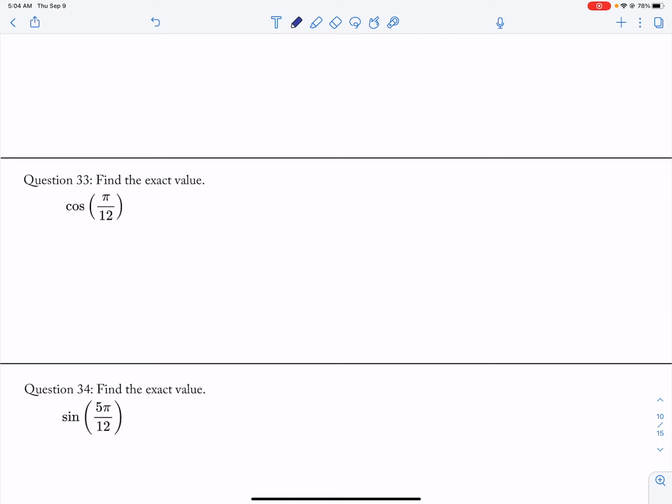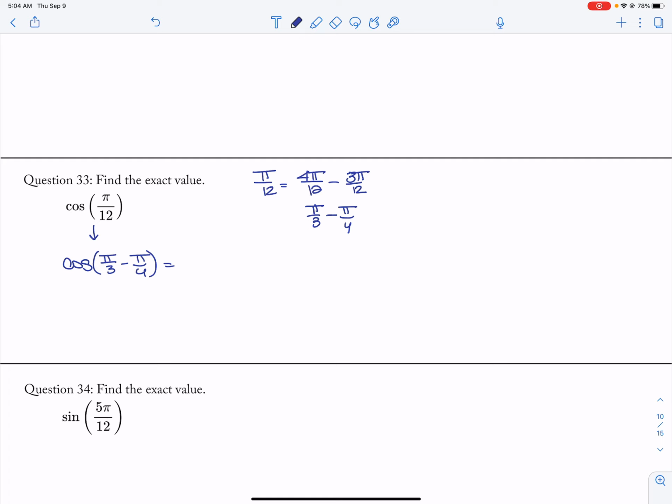Here I'm looking at addition and subtraction identities. So pi over 12 is the same thing as 4 pi over 12 minus 3 pi over 12. Now 4 pi over 12 is the same thing as pi over 3, and 3 pi over 12 is the same thing as pi over 4. So really this cosine of pi over 12 becomes the cosine of pi over 3 minus pi over 4.